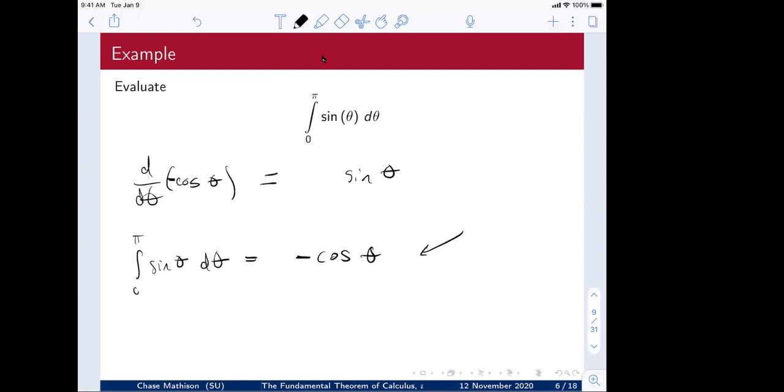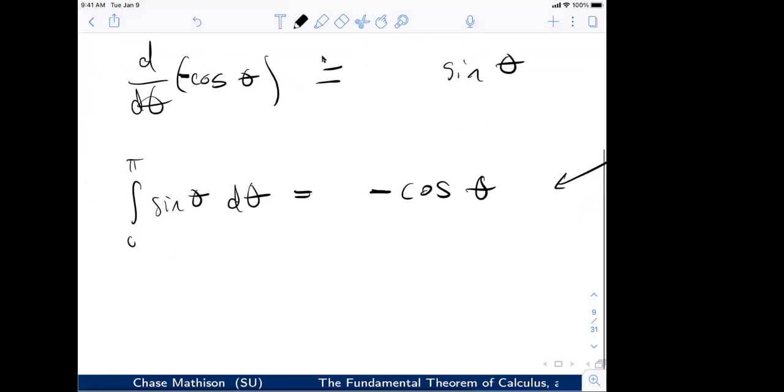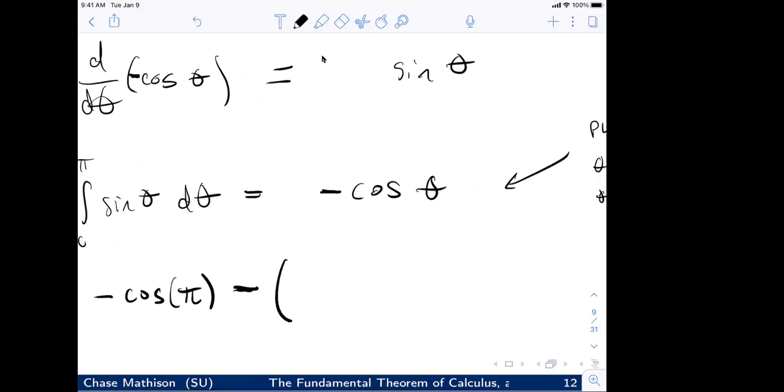And then we're going to plug in theta equals pi and theta equals 0 and subtract. So when I plug in theta equals pi, I'm going to get negative cosine of pi. And then I'm going to subtract off when I plug in theta equals 0. I'm going to get minus negative cosine of 0.